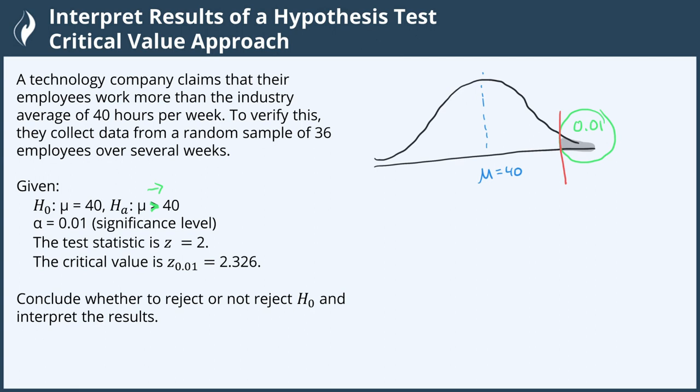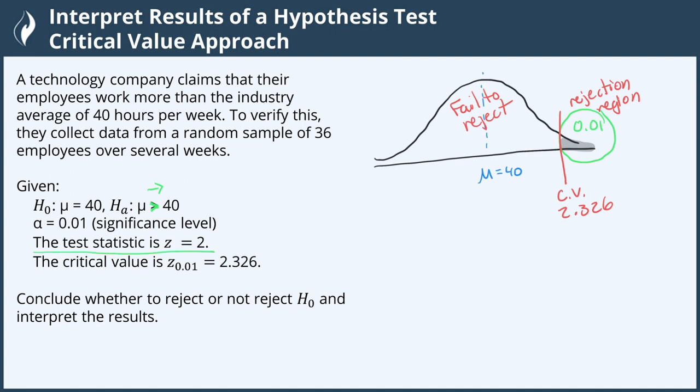To the right of this is our rejection region, which means over here is our fail to reject region. We were also given the critical value of 2.326. Let's go ahead and graph our test statistic of z equals 2.